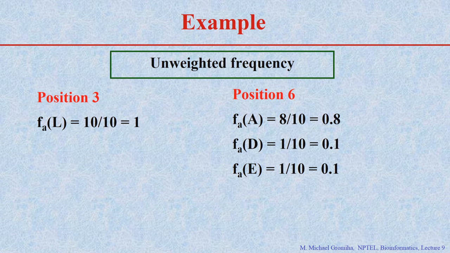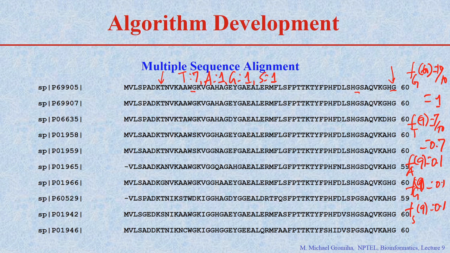Okay, now we will see how to obtain the values. So, this is one example. I give two different positions. If we take position number 3, it is occupied by leucine, right. I will show the sequence. What is the frequency of residues at position number 3? 10 by 10. This is occupied by leucine 10 times.